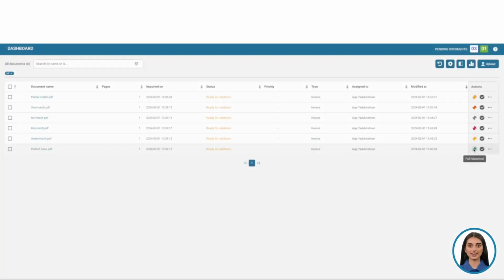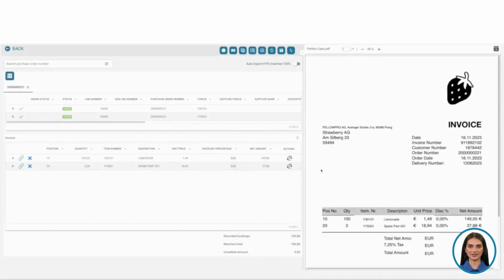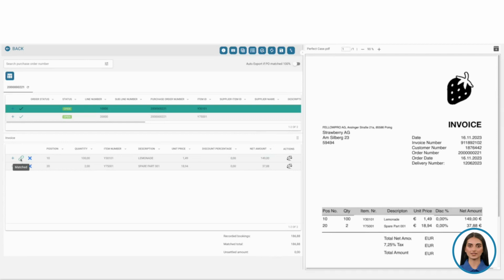Full match. A full match indicates that there was a complete match between the invoice and the purchase order line items, meaning the unit prices and quantities were identical.